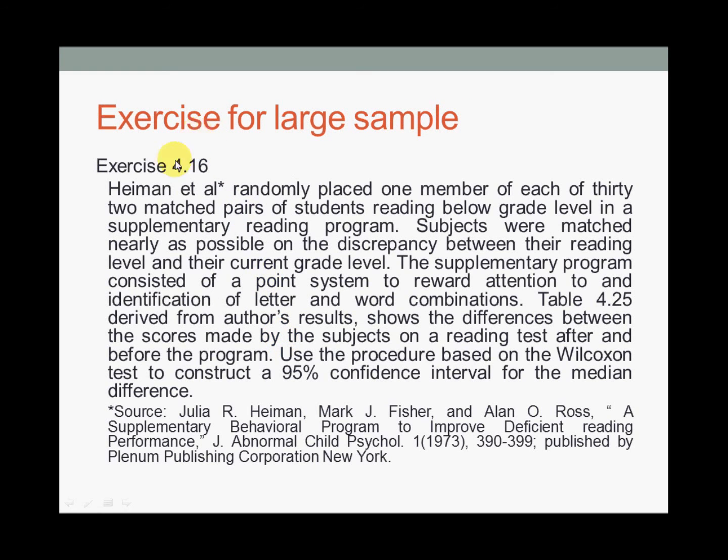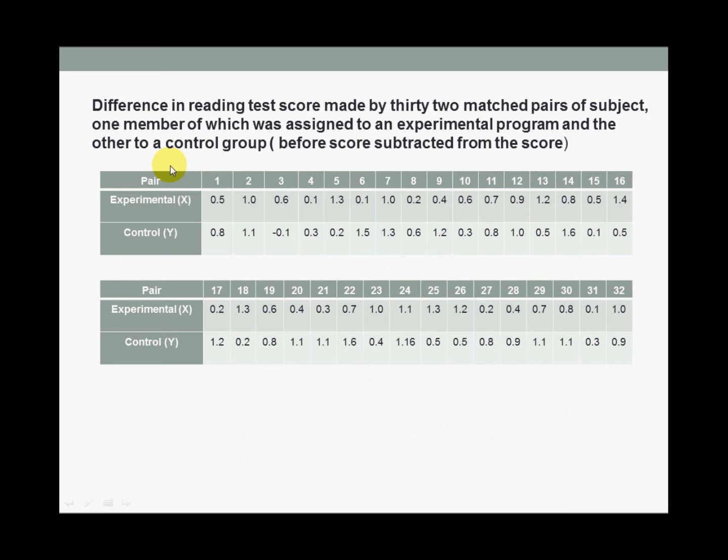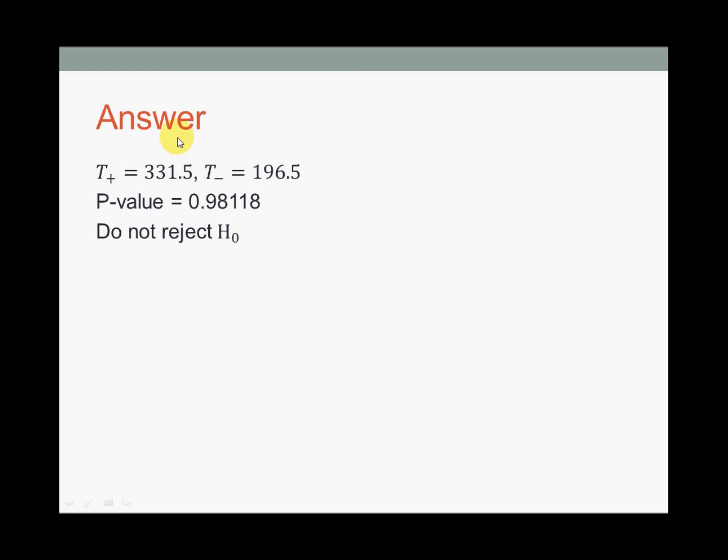Exercise for large sample. Exercise 4.16. This is the given data. The answer is T positive equals 331.5, T negative equals 196.5. The p-value is equal to 0.98118. The decision is do not reject H null.